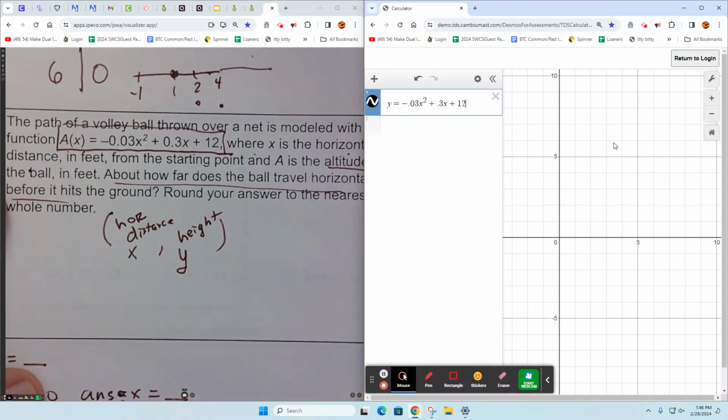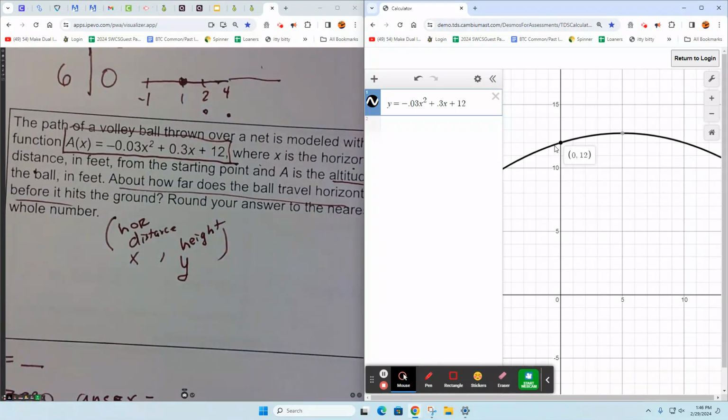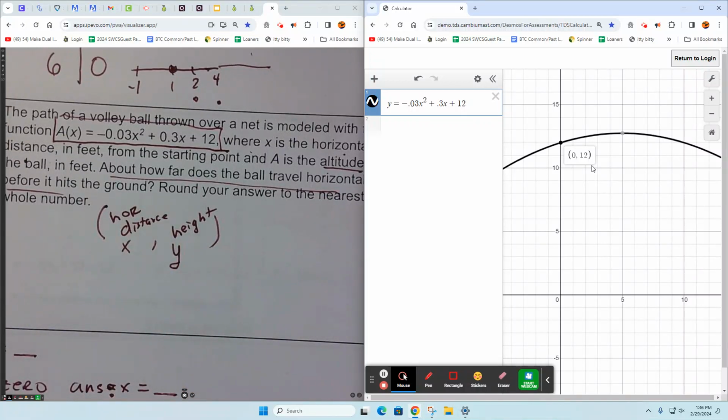I'm going to use the word height just because I feel more comfortable with it. So when I'm looking at this graph and I click this button, 0, 12, that means it hasn't traveled from the person who's hitting it. It hasn't started traveling yet. And 12 means what? It's our y, which is our height. Do you think this person threw the ball up before they hit it? Why? How are you supposed to hit it 12 feet up?